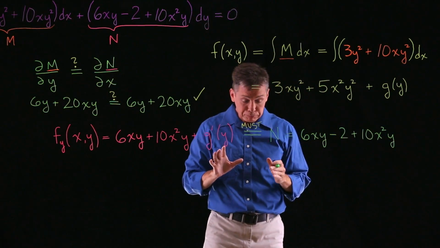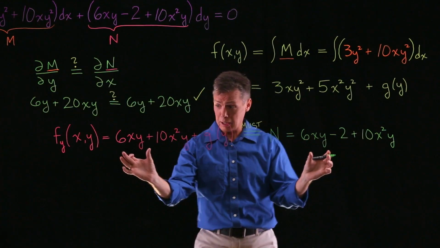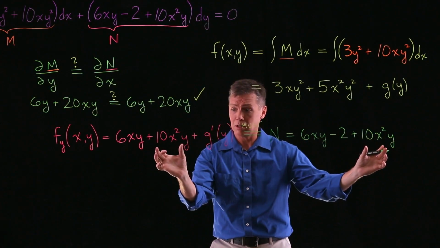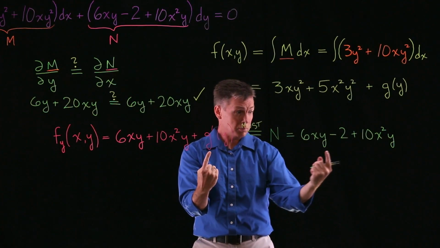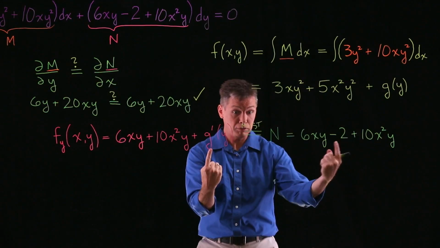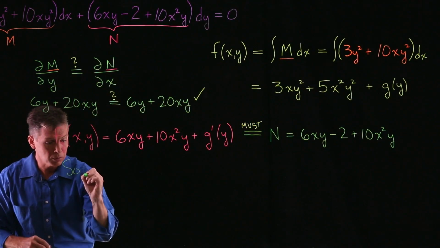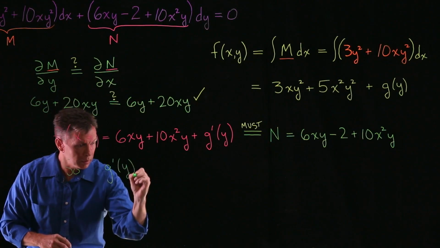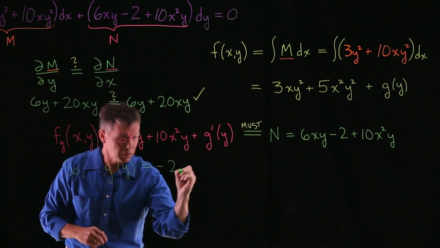Okay, we're in good shape. Because if these two things must equal each other, look at how they compare right now. 6xy is there on both sides, on each side. The 10x squared y is there on each side. So in order to get the balance, this g prime of y must equal -2. So slip over here. So g prime of y must equal the -2.